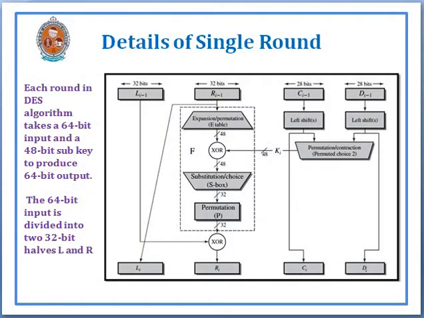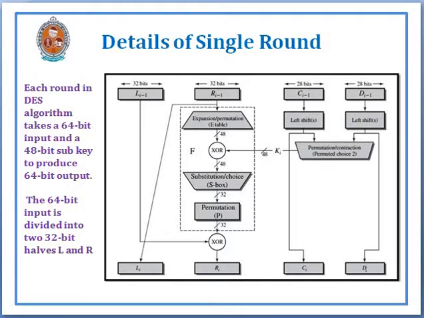Now coming to the details of a single round. We know that DES algorithm has 16 rounds, each of similar structure. Each round in DES algorithm takes a 64-bit input and a 48-bit subkey to produce a 64-bit output. The 64-bit input is divided into two 32-bit halves L and R. In the diagram we have Li-1 and Ri-1 as the inputs to the ith round. The Li-1 and Ri-1 each are sub-halves of 32 bits each.